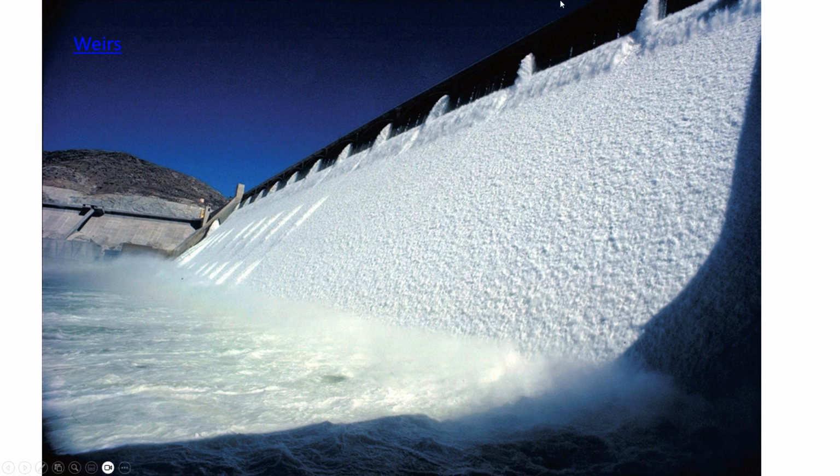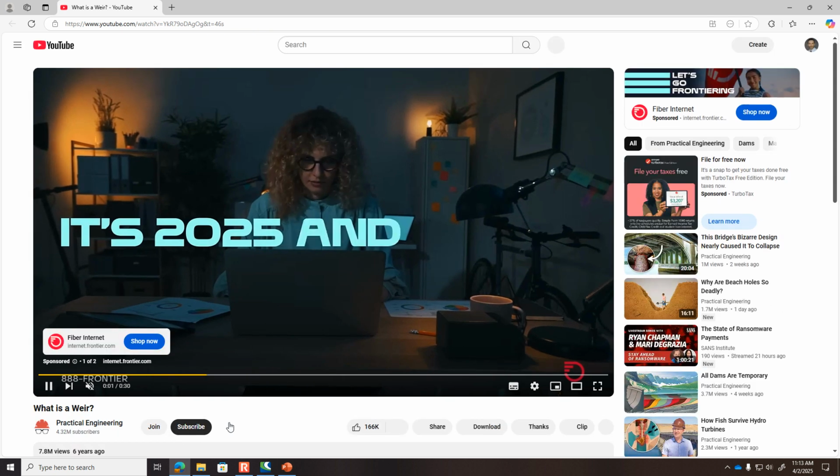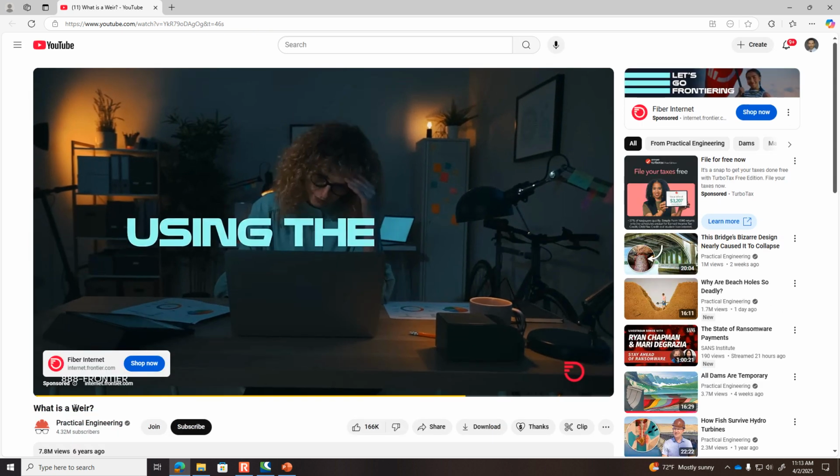And this is what it looks like when they open up that gate. The water's picking up a lot of energy as it falls down such a steep surface. You can see it's all white simply because of the velocity of the water. But let's watch this video, which describes a little bit about the hydraulics associated with weirs. That same YouTube channel, as a matter of fact. Practical Engineering.